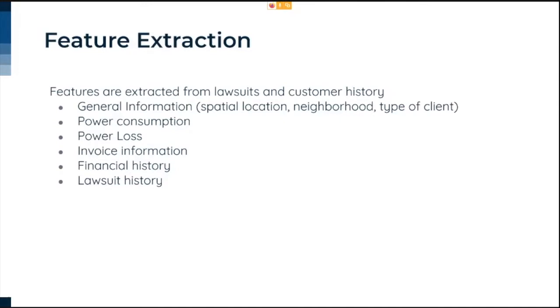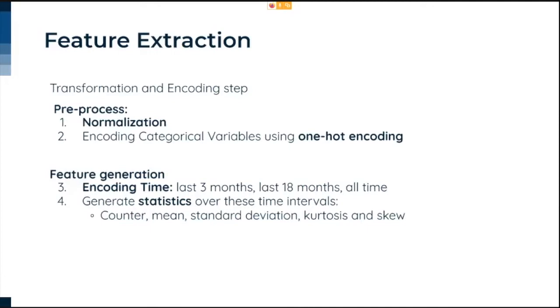The second step of our method is the feature extraction. So the features are extracted from lawsuits and customer history. So basically, the feature contains general information such as spatial location, neighborhood, and the type of client, which could be either commercial or residential. We also extract information of power consumption, power loss, invoice information, financial history, and lawsuit history. So during feature extraction, we also perform a transformation and encoding step. So this transformation consists of a normalization of data, and we encode the categorical variables using one-hot encoding.